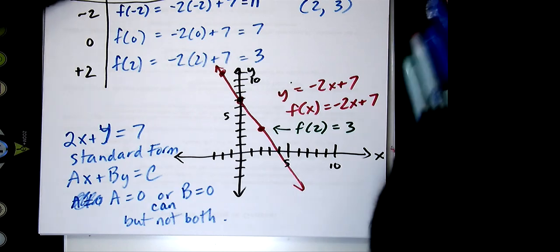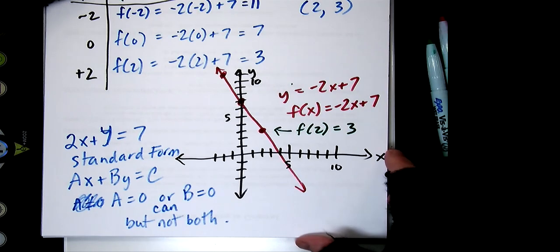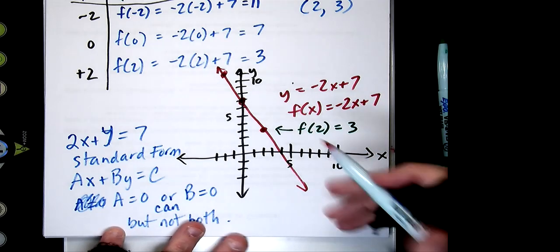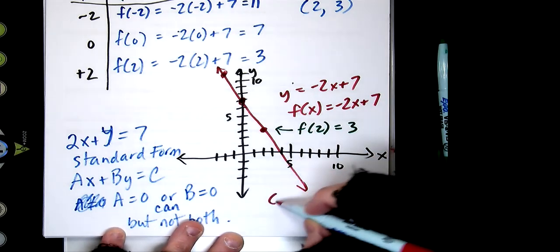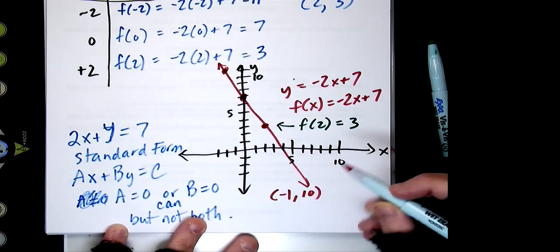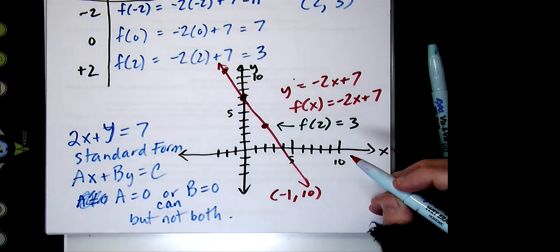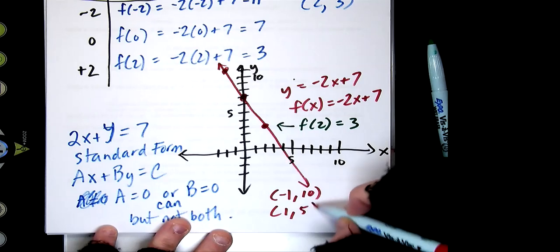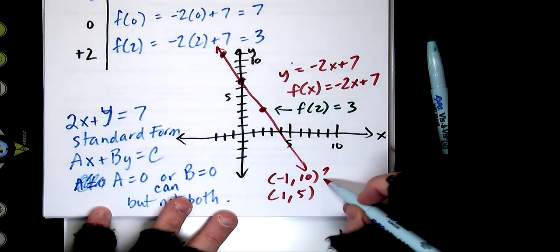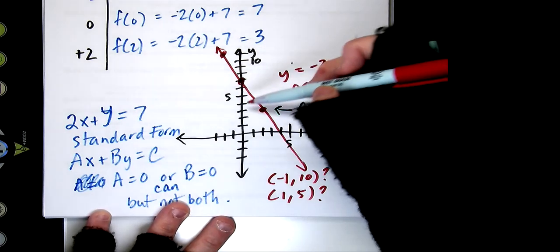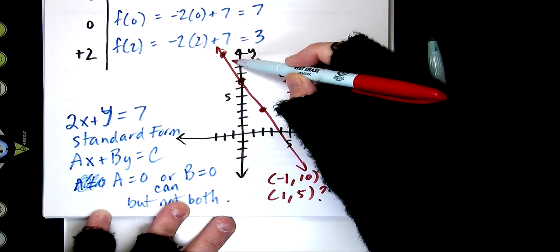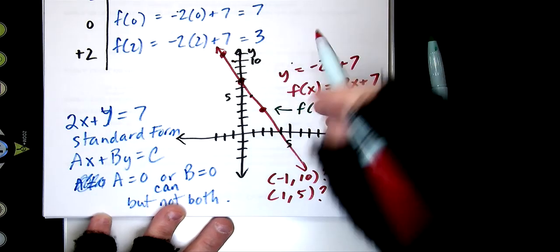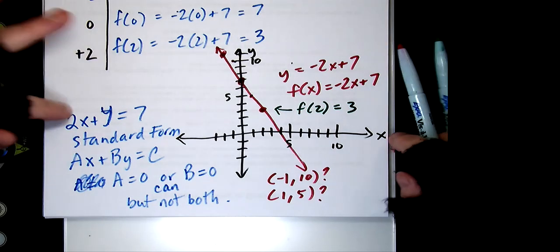I can check to see if values work by looking at the graph or without looking at the graph. For 2x plus y equals 7, let's see if negative 1, 10 is on the graph, and then maybe check 1, 5. So are these on the graph? Negative 1, 10, I can see is not on the graph. 1, 5 looks like it's on the graph, but that's not really the best way to check it. Plug them into the equation.